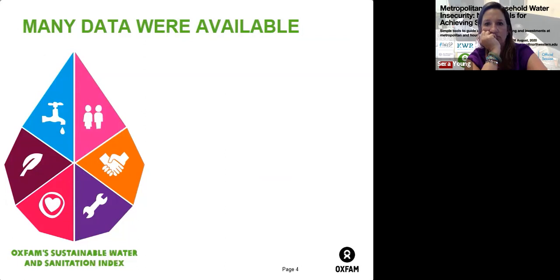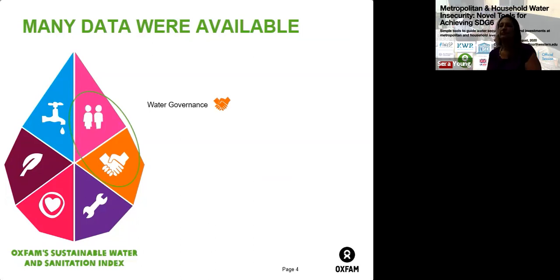But today I really want to focus on what we've done as a secondary analysis with some of these data. So first, we took a few questions from the equity and institution dimensions and formed a simple water governance scale. We also had data on water insecurity using the HWISE scale.